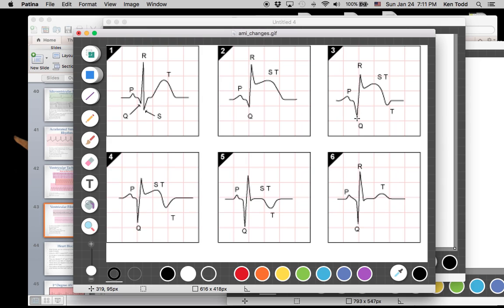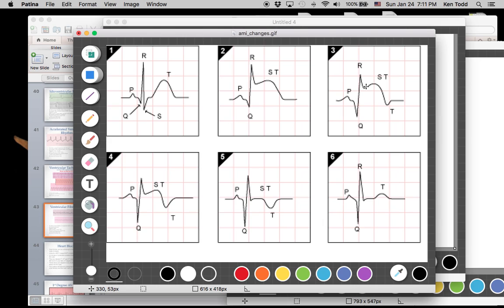And the Q wave is a deepening here, a strong downward deflection. Like I said, it's got to be more than 1 millimeter wide, more than 2 millimeters in height, and more than 25% of the QRS complex in height, which this one clearly is.